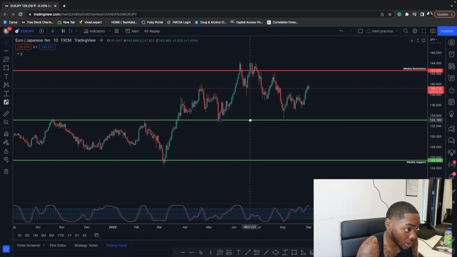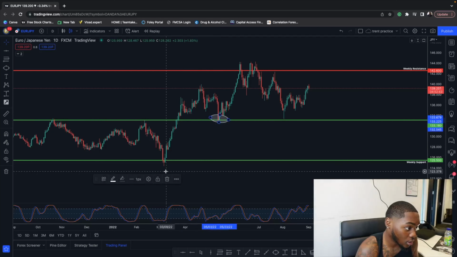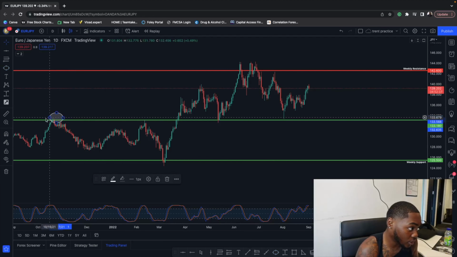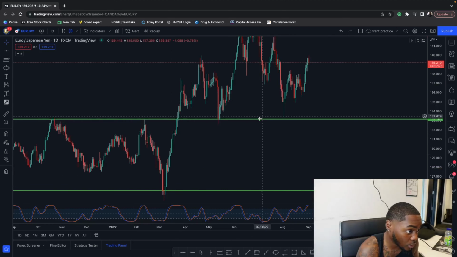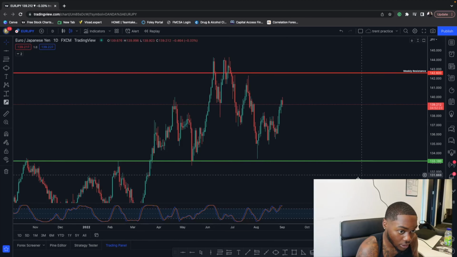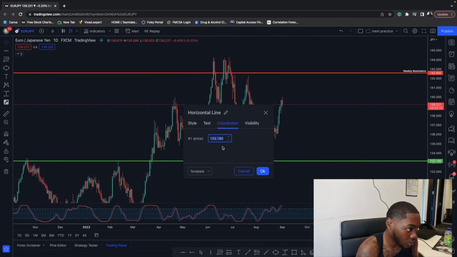On my daily, I'm going to look for my support levels. I have a support level here. As we can see, price came down and then shot up. And also, if we look in the past, we have a level here where this coincides. And then we also have a wick here that lets me know that this level is somewhat important. Let's try to get it to the nearest quarter point. So let's just do, yeah, 133.180. Let's do 175.